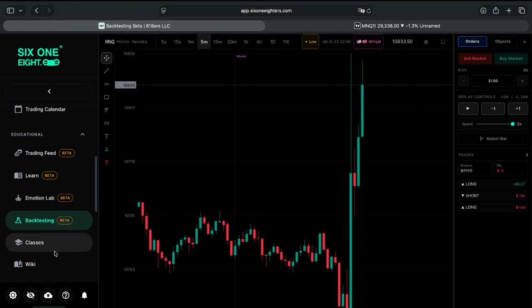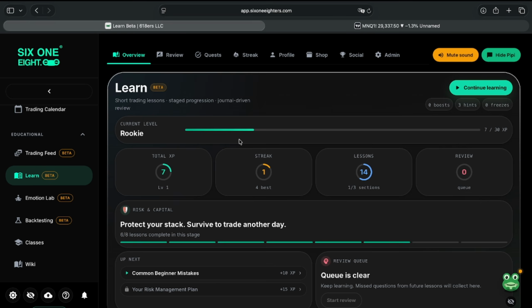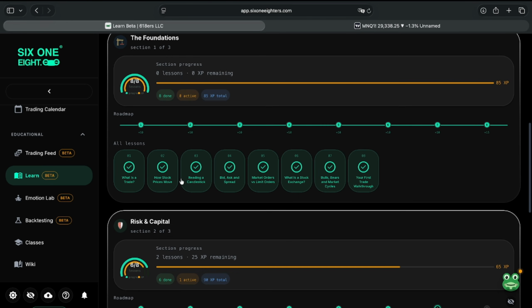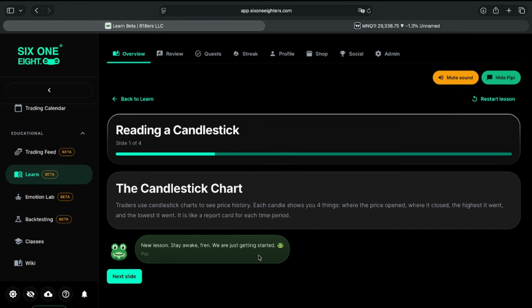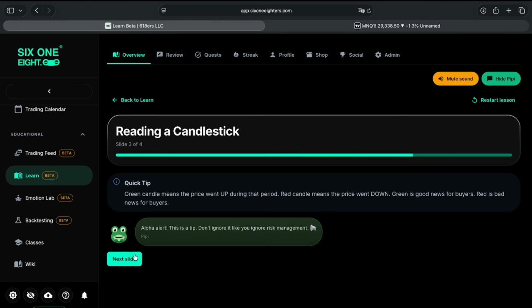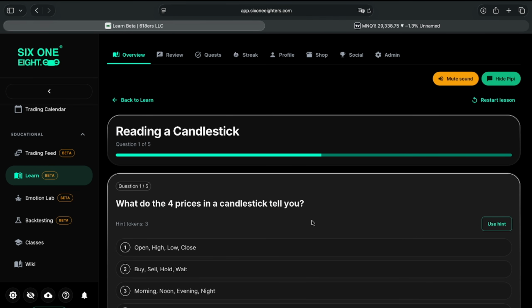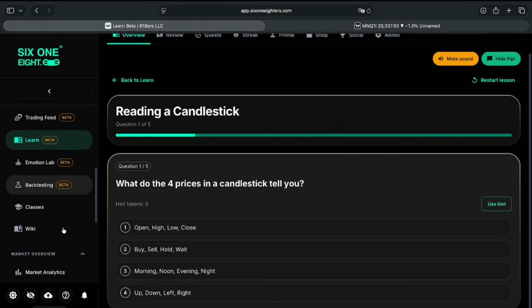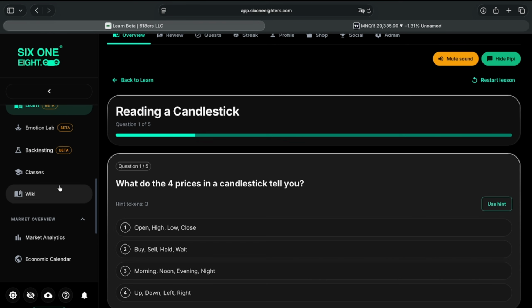And if you want to, you can also just learn very basic stuff about your trading. Let's say, for example, reading a candlestick. You can start basically from the absolute beginning. Oh yeah, and then you start a quiz to learn some stuff.